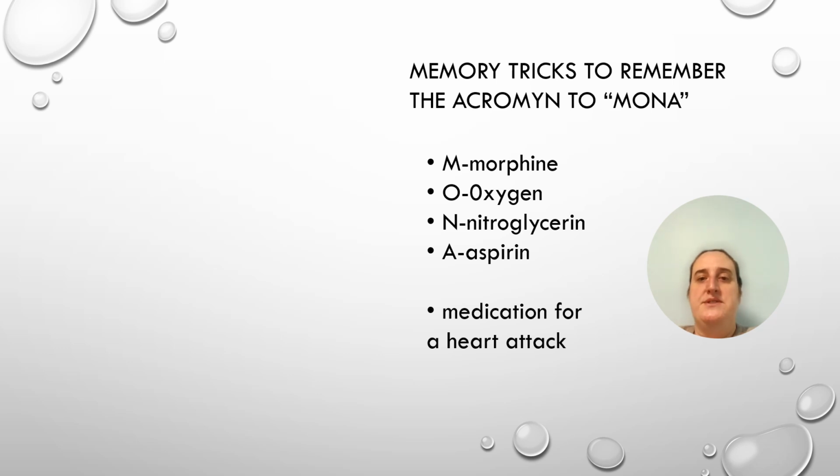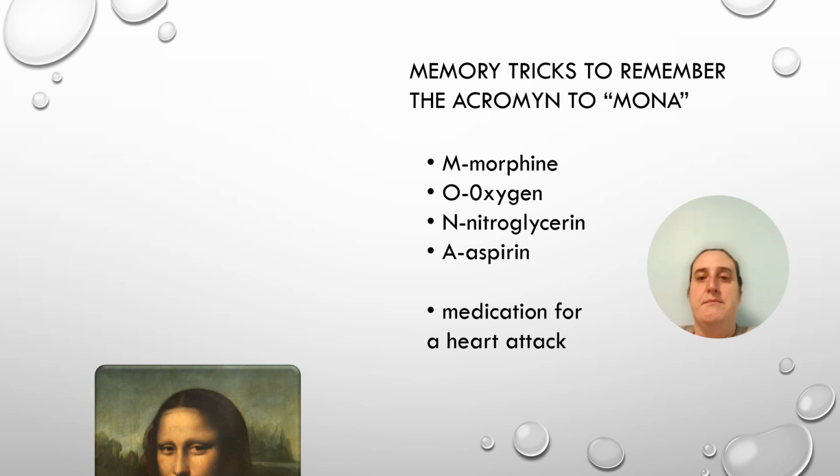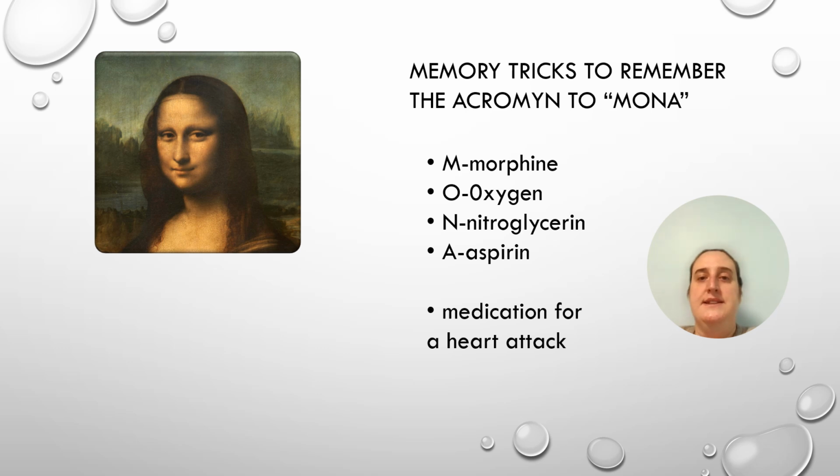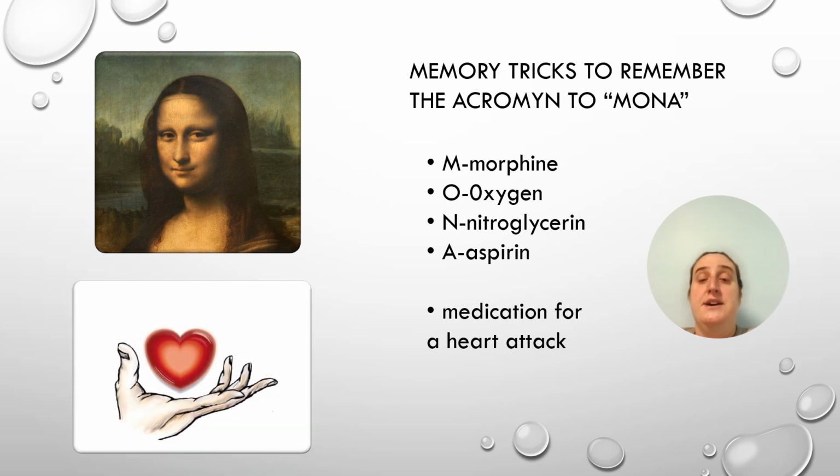So this is a memory trick to remember the acronym MONA, and this is in the event of a patient having a cardiac arrest. So the best way to remember this is what medications we give in what order is M for morphine, O for oxygen, N for nitroglycerin, and A for aspirin. And this is the order of what we do, what we give in the event of a heart attack.